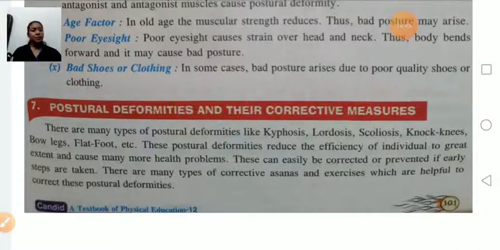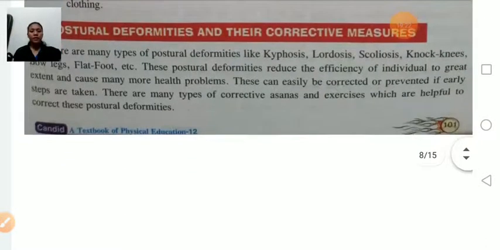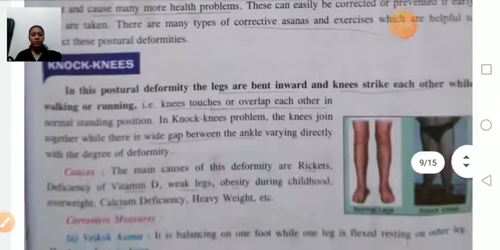If we take early, proper steps, then the posture deformity can be corrected and prevented if we take proper steps at the right time. There are many types of corrective asana exercises which are helpful to correct posture deformity. By performing the asana exercises, we can also prevent posture deformity to a great extent. Let's discuss each posture. First, knock knee.